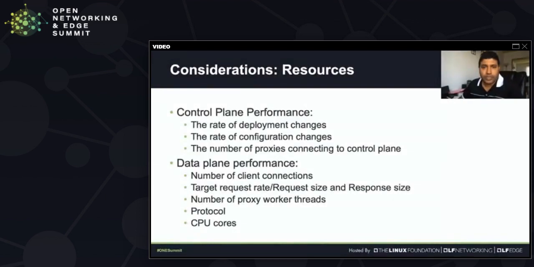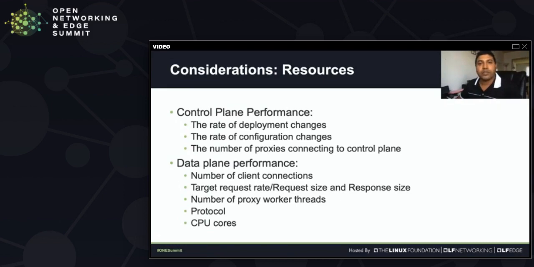Another popular consideration that you should pay really big attention to is resource utilization, right? You're not going to get a service mesh at zero cost to you. There are pretty apparent resource constraints that you should be aware of, and you can divide them into control plane related issues and data plane issues. In the control plane, your rate of deployment and configuration changes matter. If you're planning on doing a lot of configuration changes, that is going to tax the whole system a lot, and so is the scale of the system, right?